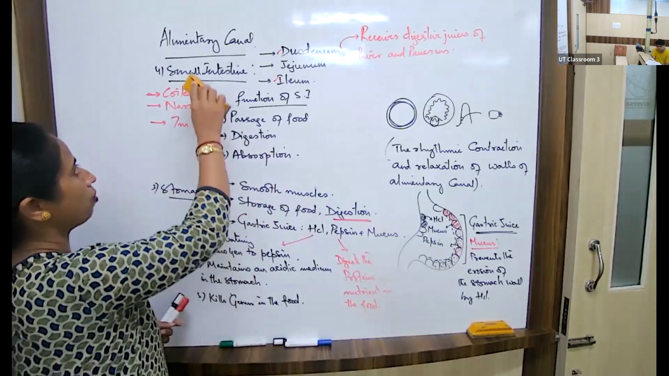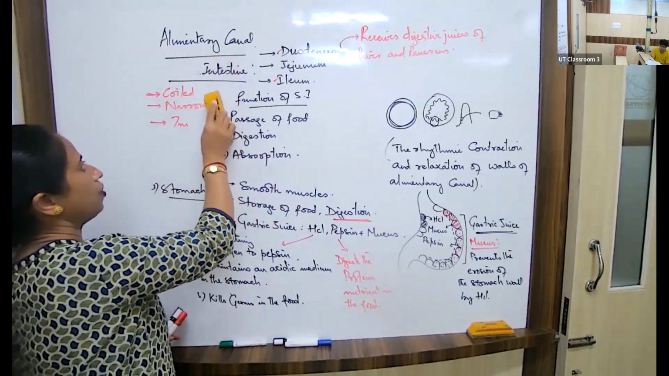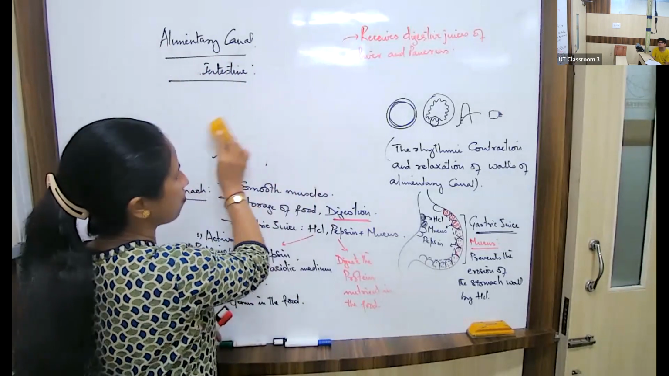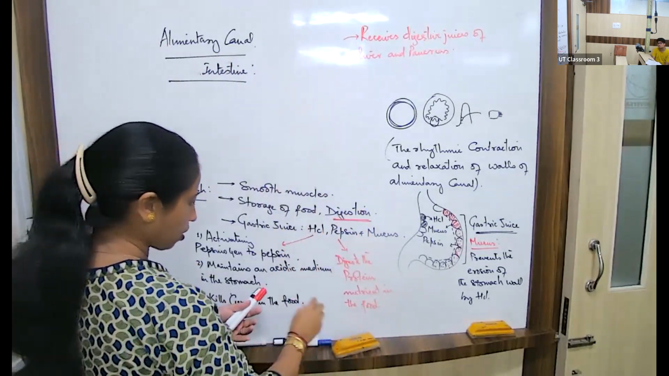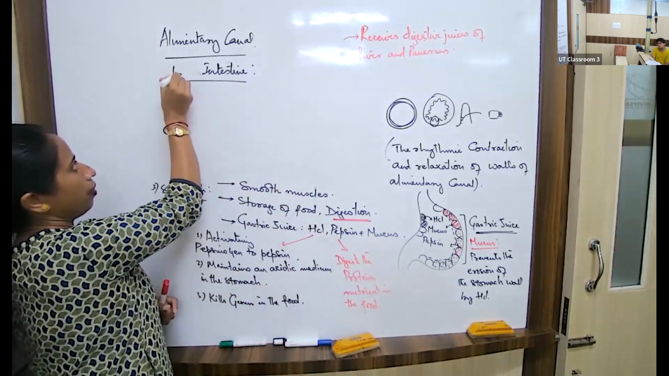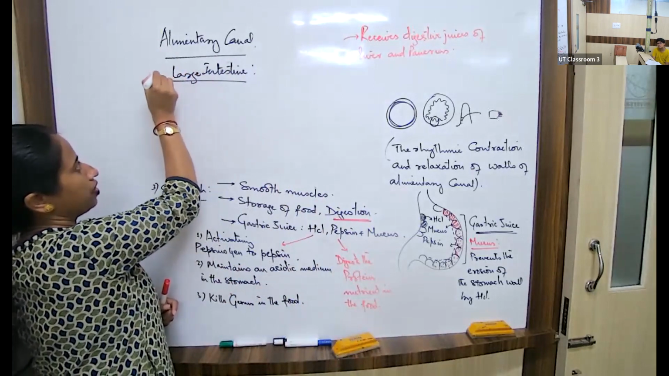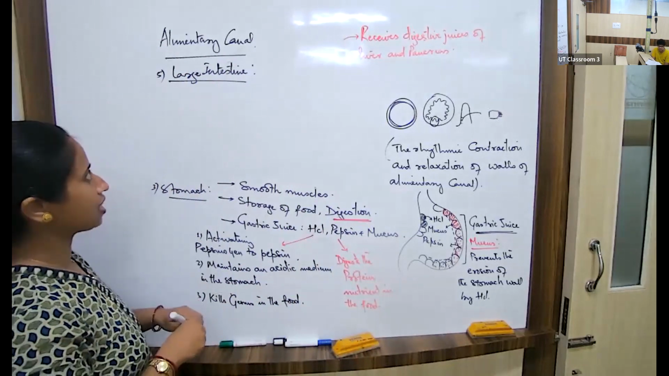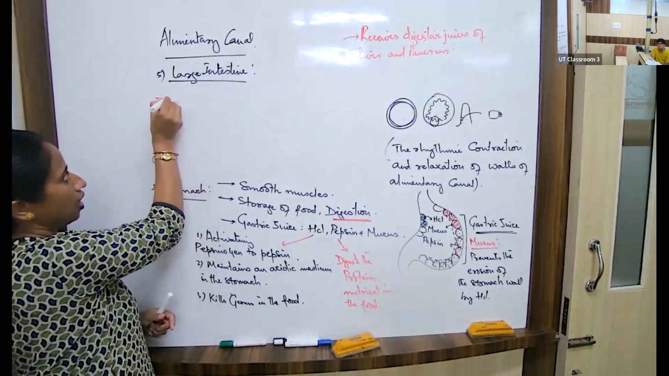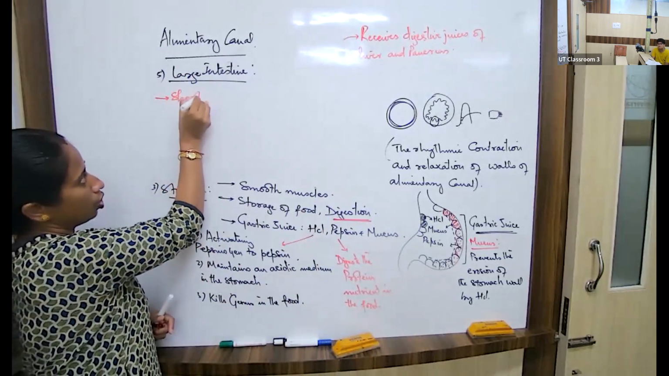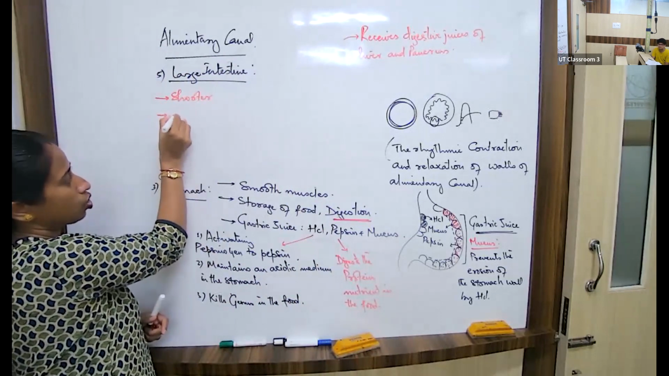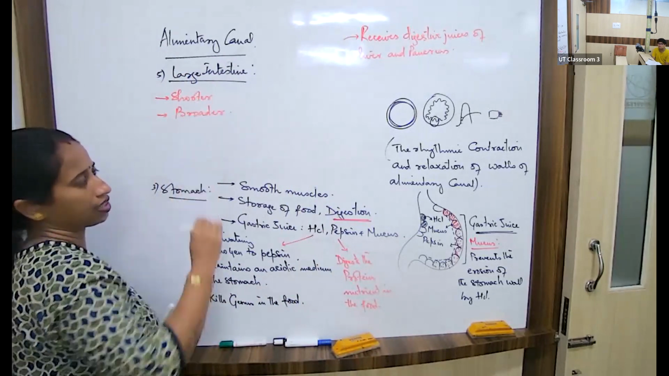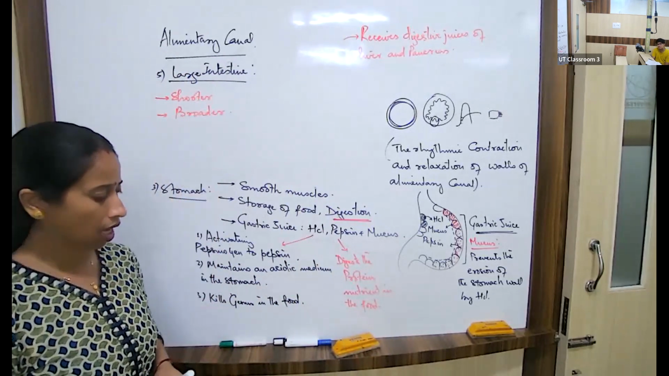Now next we talk about the large intestine, the fifth part. What are the parts? What are their functions? Special features, if any. Remember, some differences from the small intestine: the large intestine is comparatively shorter, and comparatively broader. The large intestine is comparatively shorter and broader.